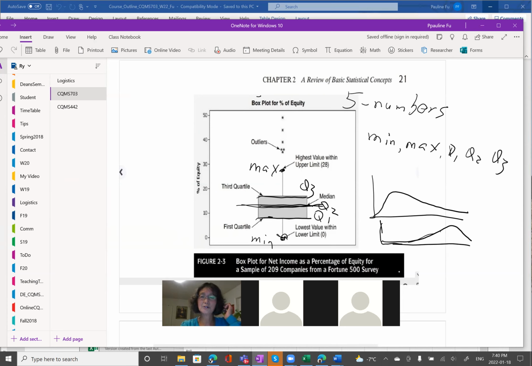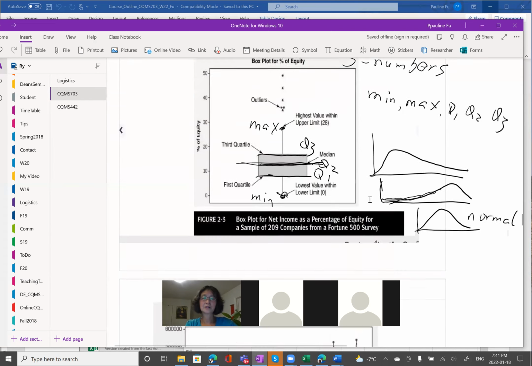And this is skewed to the left. You have a longer left tail. Or the data may be bell-shaped. If you put the data into those distributions, it is either one of those: skewed to the right, skewed to the left, or bell-shaped. We call this bell-shaped the normal distribution. And this is the data set we love dealing with. Any questions? All right.